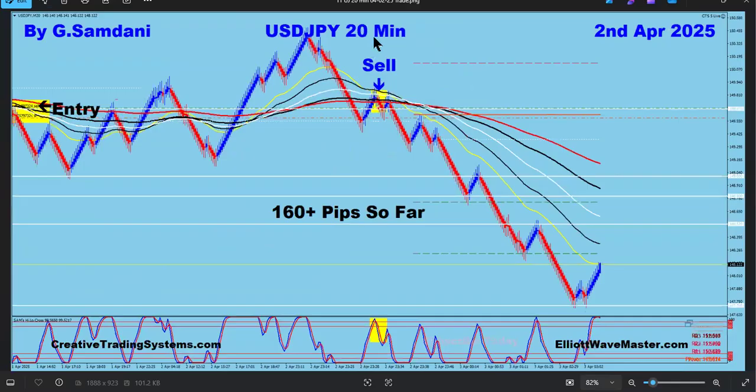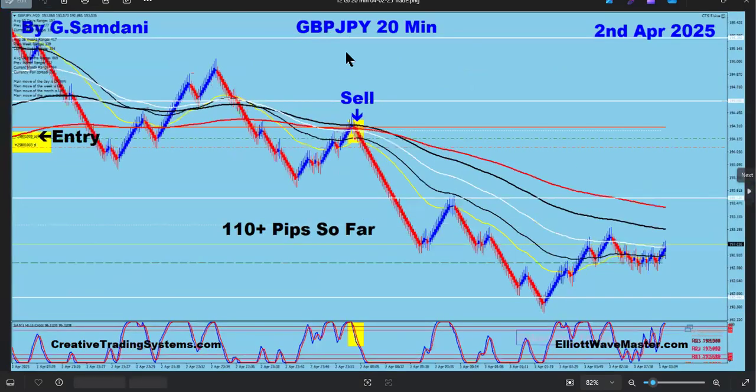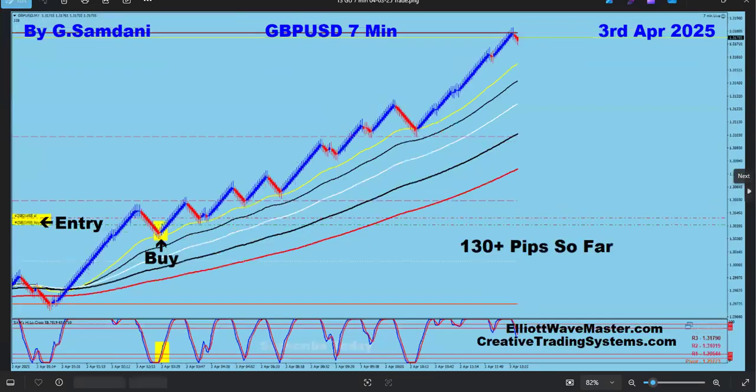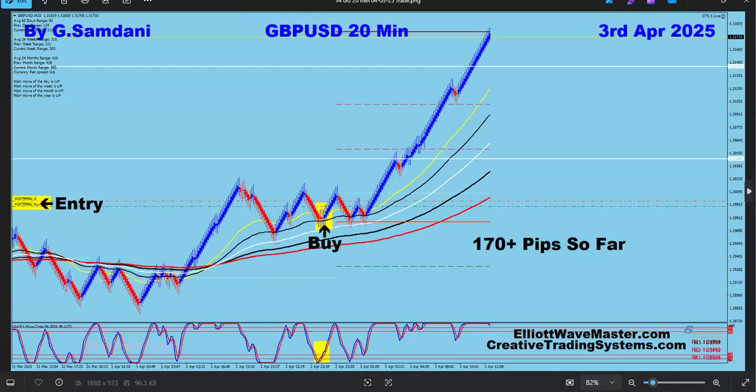Now this USD yen from the 20-minute chart, short entry for 160 pip on the second. And pound yen started to drop, 110 pip, sell orders right there. And this one is pound USD. You see this, how beautiful it is going to the upside, and it was also based on the chart I had made.